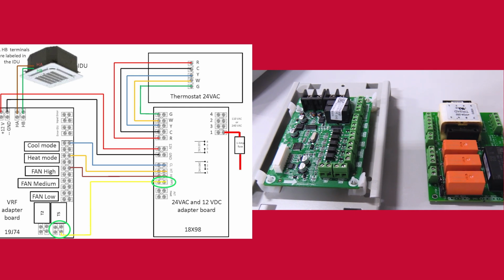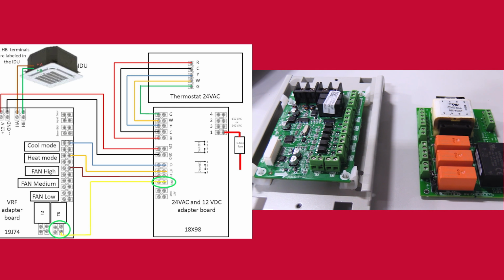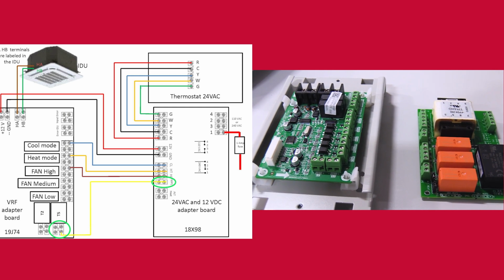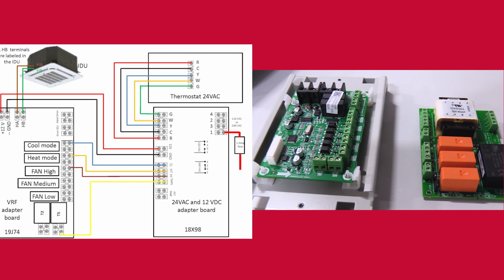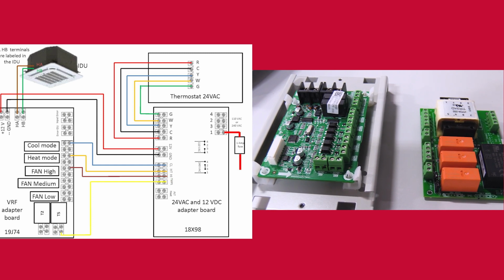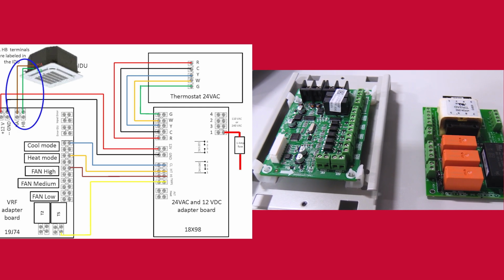Connect TMP1 on 18X98 to TS on 19J74. This forces a cooling set point of 64 and a heating set point of 86. Finally, connect 19J74 to the VRF indoor unit by connecting HA and HB between the board and the indoor unit.